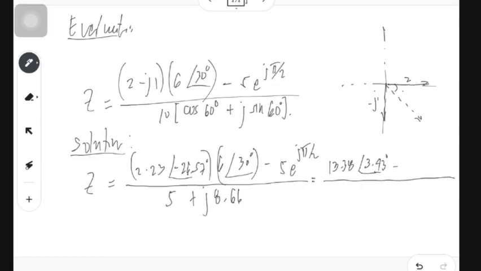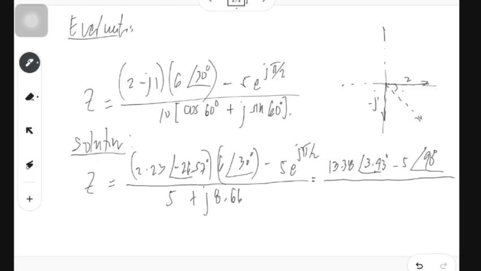Then minus 5 e to the j pi over 2. We cannot subtract directly since one is in polar form, the other one is in exponential. So what we have to do is to convert exponential to polar form. Under the polar form, you have here pi over 2 is 90 degrees, right? Pi over 2, 1 pi is 180 degrees, divide by 2, that is 90 degrees.